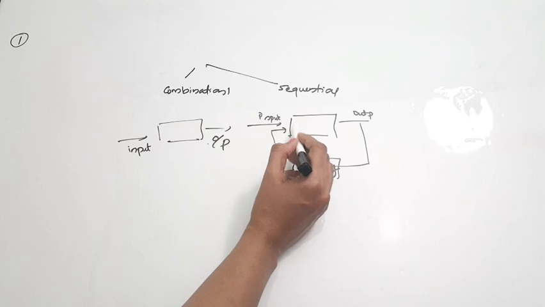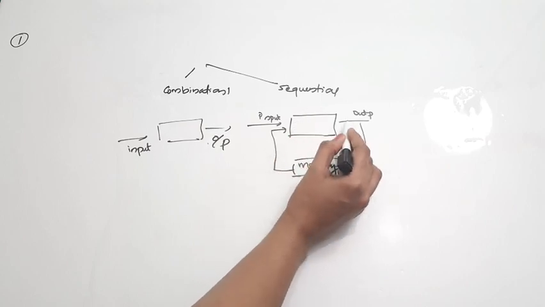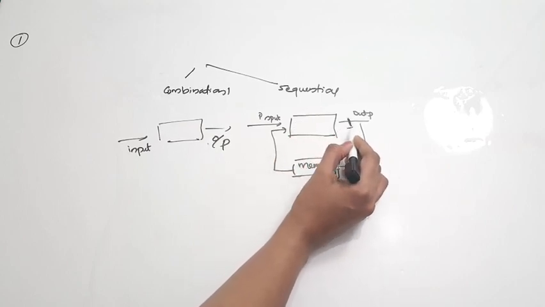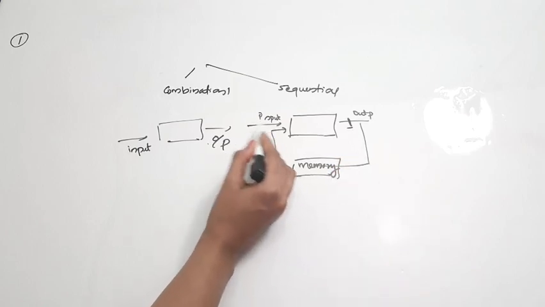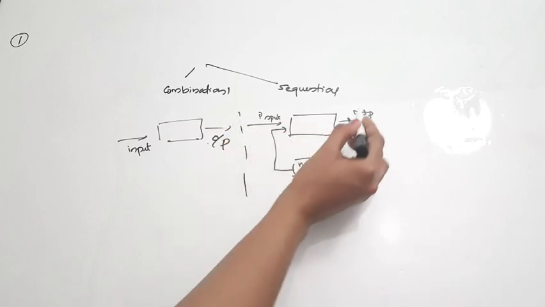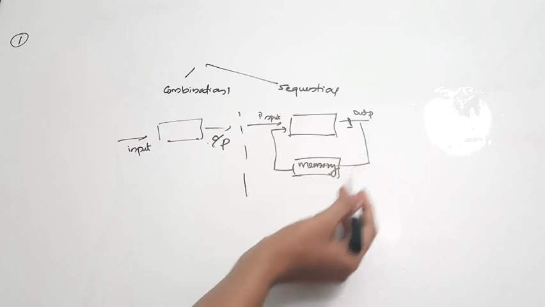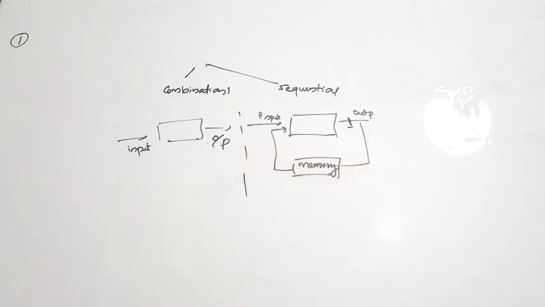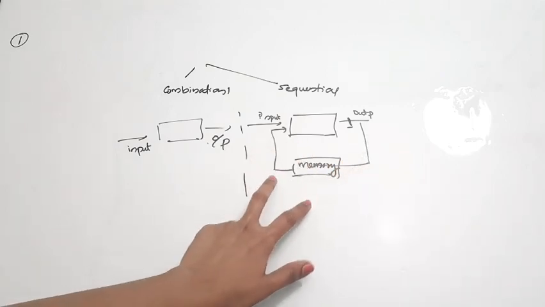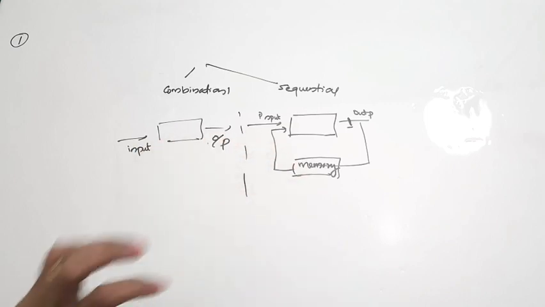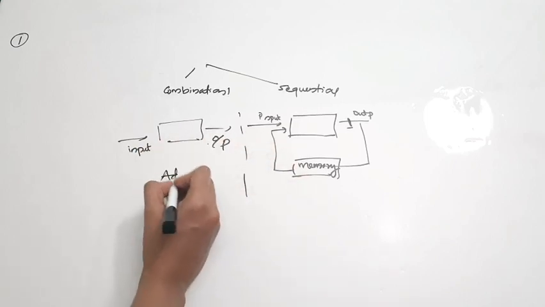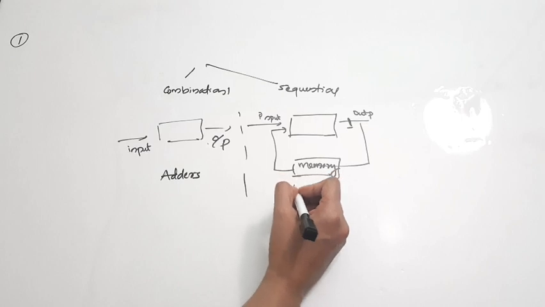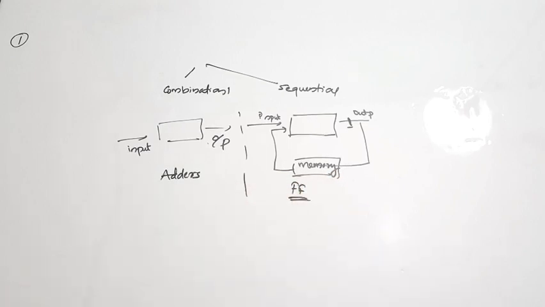So at any particular time, the output at that time will depend not only on the present input but also on the past outputs because of this feedback. Here these are sequential circuits and these are combinational circuits. Examples of combinational circuits: adders are one example. Flip-flops are examples of sequential circuits.